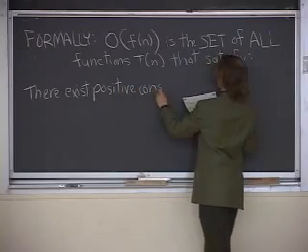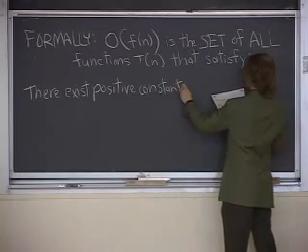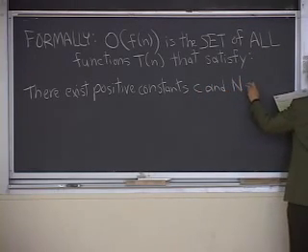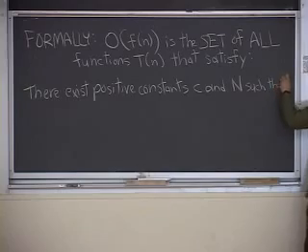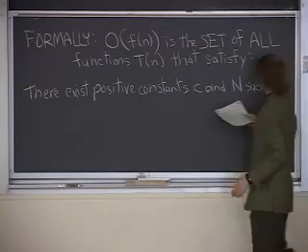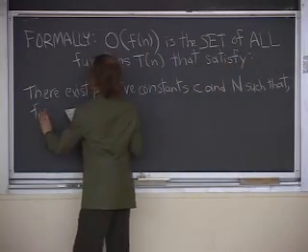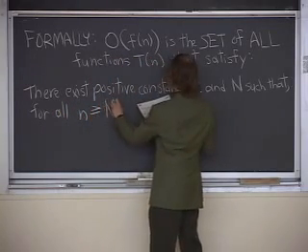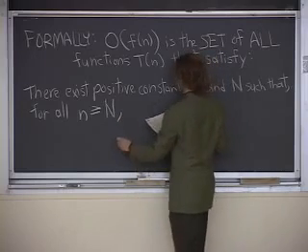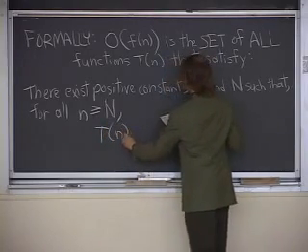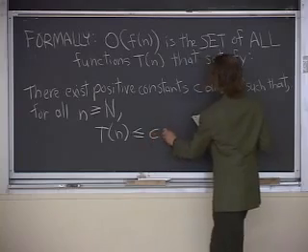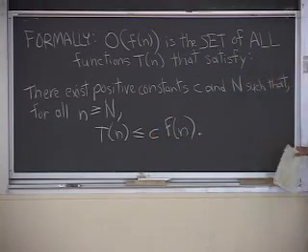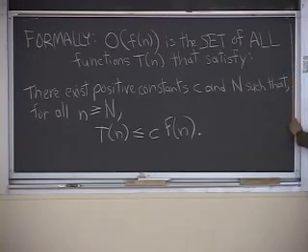There exist positive constants, C and capital N, such that for all little n greater than or equal to big N, T of little n is less than or equal to C times f of little n. That is the formal statement of what big O is.